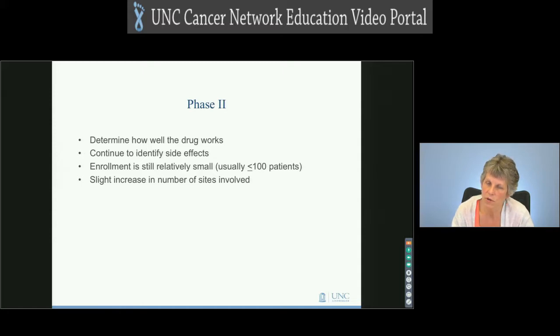Usually these are still small studies, but we may have found, in preclinical work or in the phase 1s, that certain disease groups, based on the pathway or the mutation that it seems to be targeting, or there's a reason that we want to put it into certain patient populations. And so often in phase 2, we start to look at certain specific disease groups. And we usually will expand the number of sites that are involved in the study, but there's still relatively small numbers of patients.